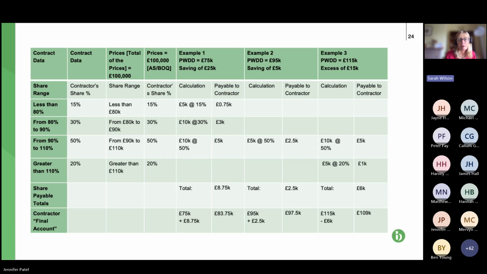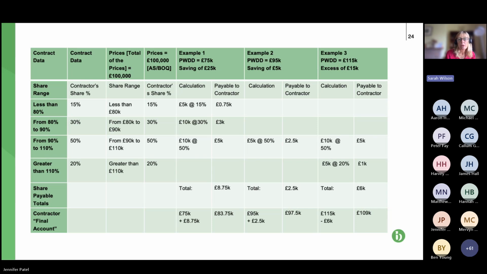So then the next column, again, it's contract data. This is the right-hand side of that contract data entry that we saw where it said the contractor's share. So this is what the contractor gets. If you have a tranche, if they come in less than 80% of target, they get 15% of that tranche. So if we move along, the columns 3 and 4 are our example.